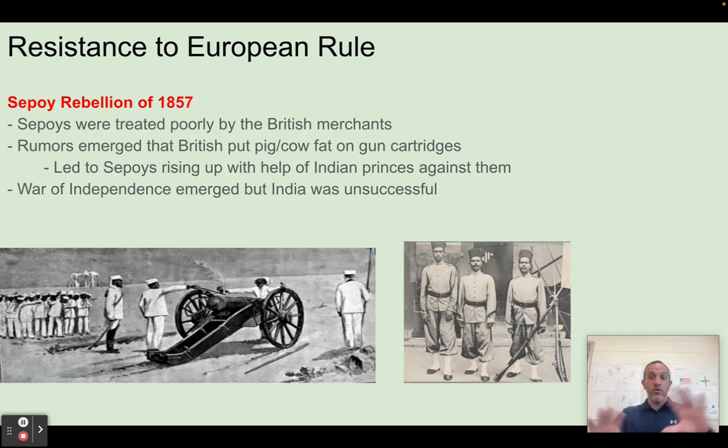Rumors spread. Now, almost everyone in India is either Hindu or Muslim. So one of those two religions are these sepoys. So rumors spread that the cartridge on the gun has pig and cow fat on it. And in order to put the gun into the cartridge, you have to bite off the top to get the bullets out, and that these Hindus and Muslims are actually ingesting something that is against their religion. As a result of this, the sepoys in 1857 and 1858 rebel against the British.